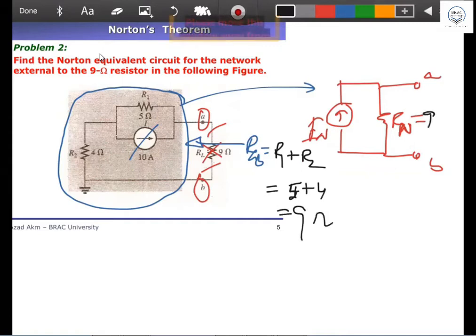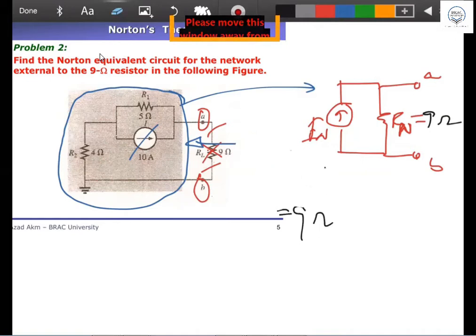So RAB is 9 ohm. I'm asking you, do you understand or not? Everybody should understand it. You all okay? I'm jumping now to I Norton. Is it okay now? Okay, I'm deleting this part because you all understand it.